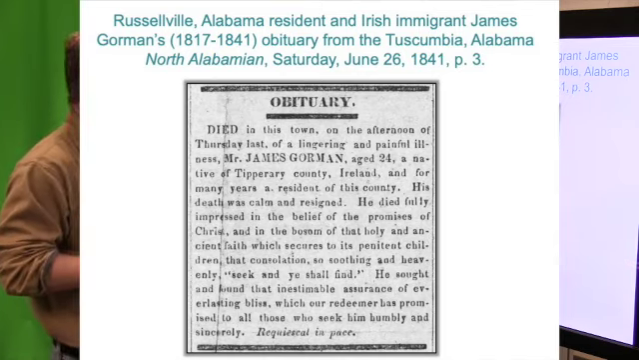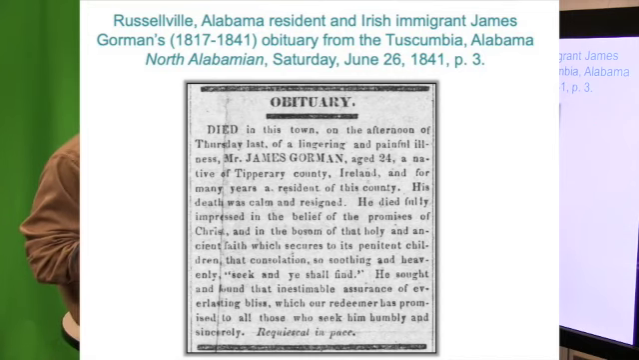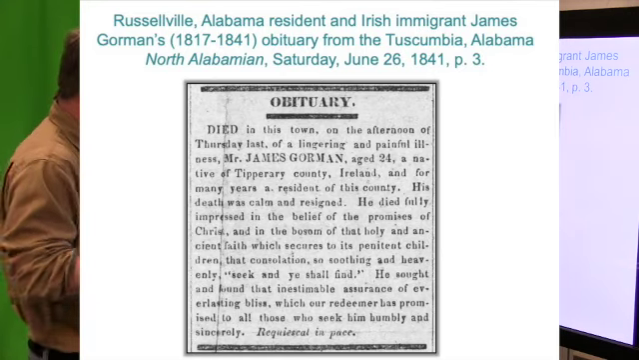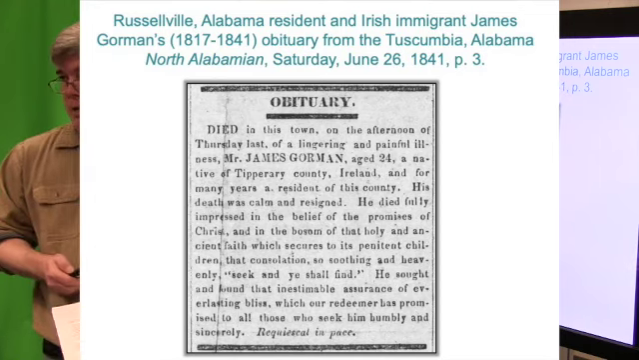This is for Russellville, Alabama resident, Irish immigrant James Gorman's 1841 obituary from the Tuscumbia, Alabama, North Alabamian. And he gives a little bit of good information: that he was age 24, a native of Tipperary County, Ireland, which was very good to know, and for many years a resident of this county. But then they spend the rest of the obituary talking about what a fine Christian, upstanding man he was.